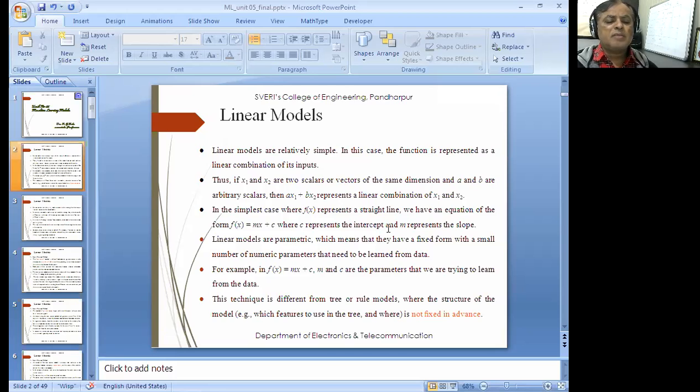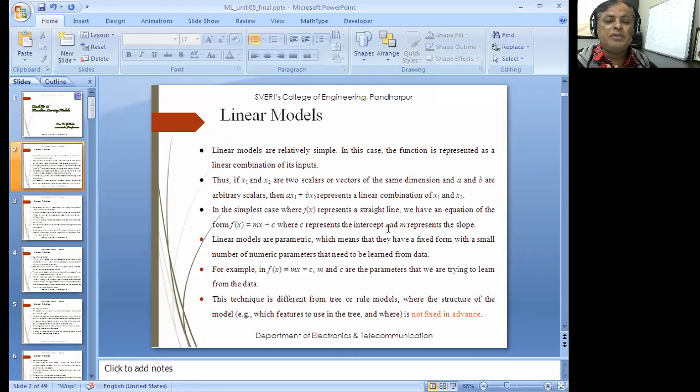The linear models are parametric, which means they have a fixed form with a small number of numeric parameters that need to be learned from the data. So obviously they are parametric, meaning they have a small number of numeric parameters, and those have to be learned from the data. Most of the things are going to be fixed. The few things they have to learn are the numerical parameters.